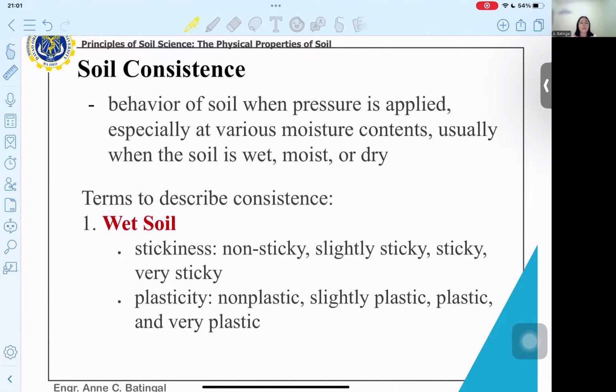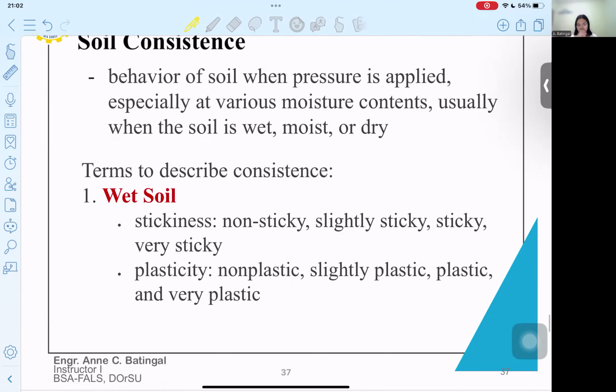Okay. So in terms of soil consistence, we have three terms: wet soil, moist soil, and dry soil. In terms of wet soil, when your soil is saturated, we look at two specific traits: the stickiness and the plasticity. Stickiness is how much the soil adheres to your fingers. It ranges from non-sticky, slightly sticky, sticky, and very sticky.